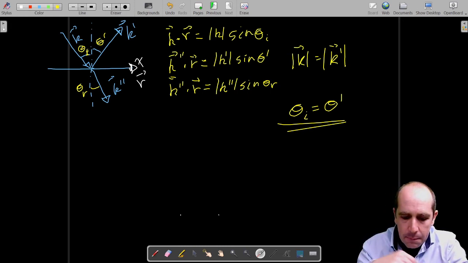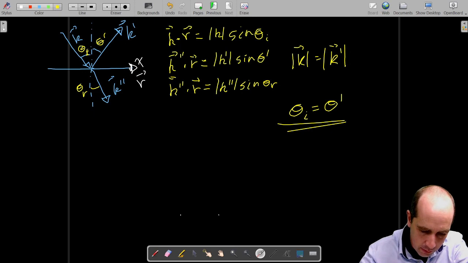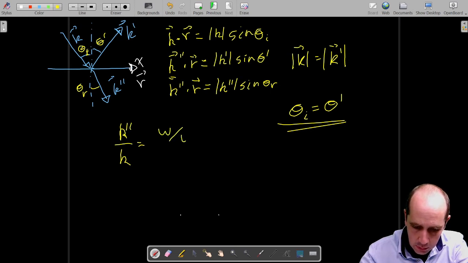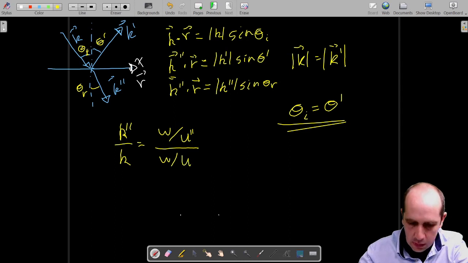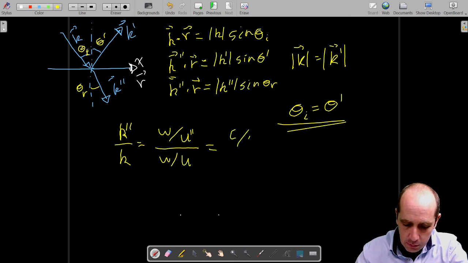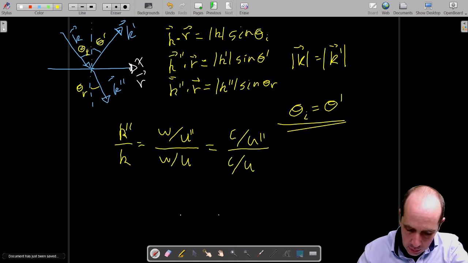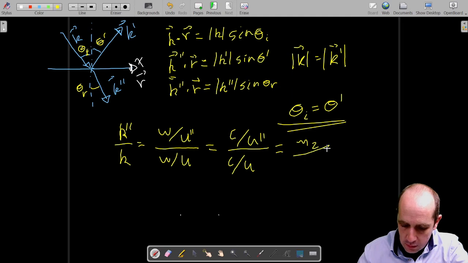Now, in addition to all of that, we can write the relationship for k two prime. The magnitude k two prime divided by k is going to be omega divided by u two prime, where u is the speed of light in the second medium, over omega divided by u, where u is the speed of light in the other medium. We can cancel the omega and multiply the upper and lower parts by c, so we obtain c divided by u two prime over c divided by u, and this will be equal to n2 divided by n1.